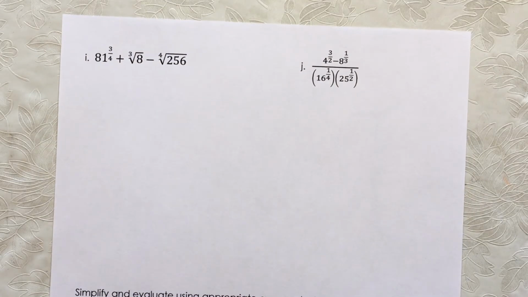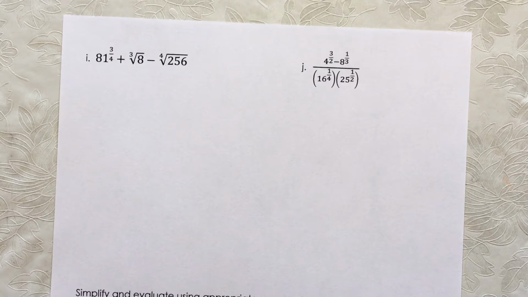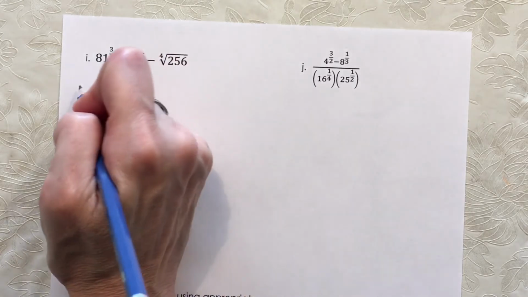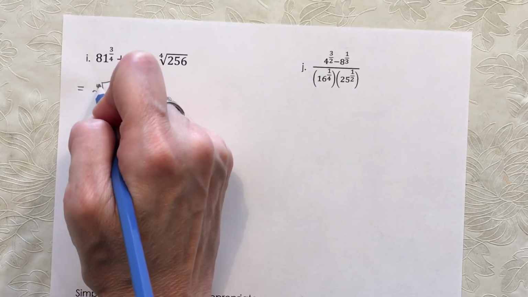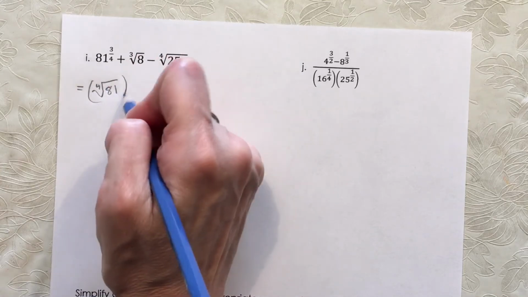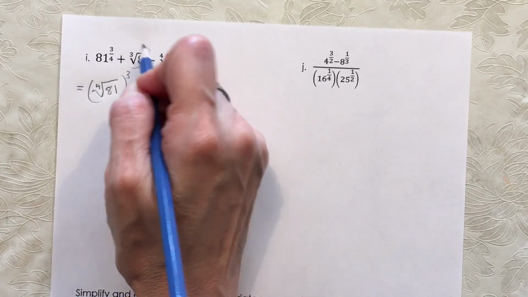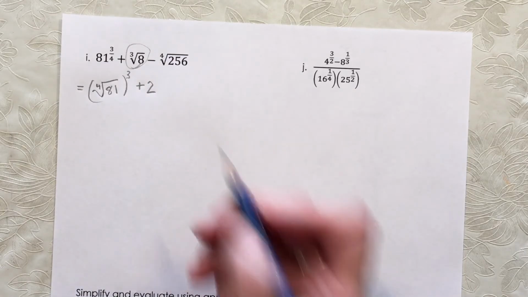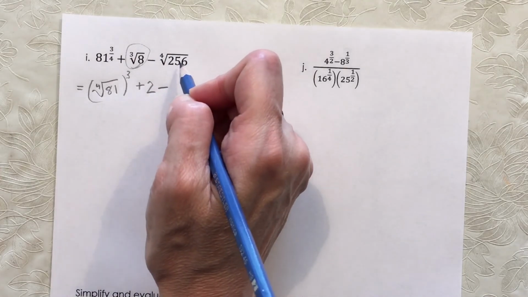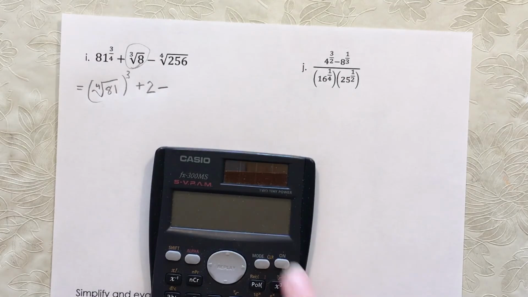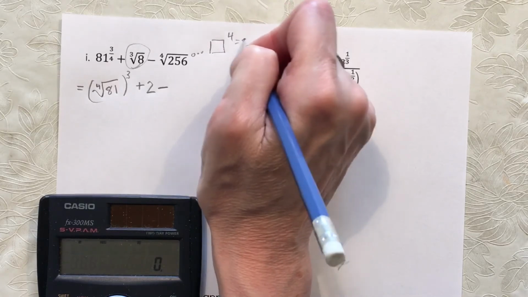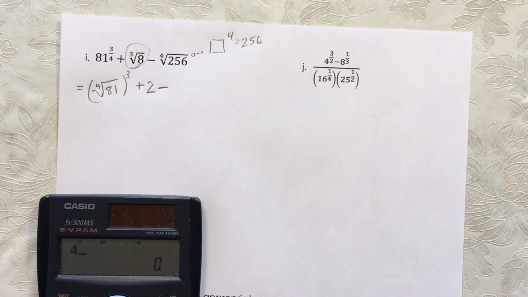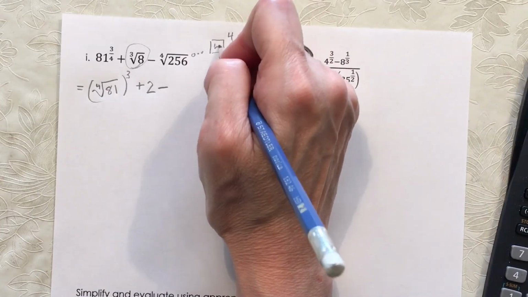Okay, this one, I, has a mixture of fraction exponents and roots mixed together. So 81 to the 3/4, we know that that can be rewritten as the 4th root of 81 all to the 3rd, plus the 3rd root of 8 is 2, minus the 4th root of 256. Maybe I'm not sure about that. So remember my thinking is some number to the 4th equals 256. So 4 to the 4th, let's try. Oh, it is 256. So minus 4.